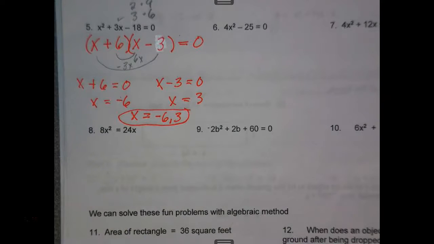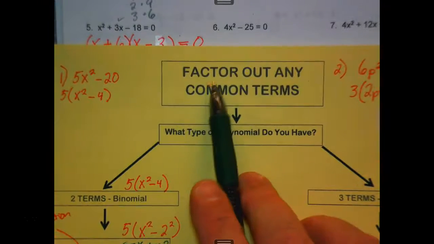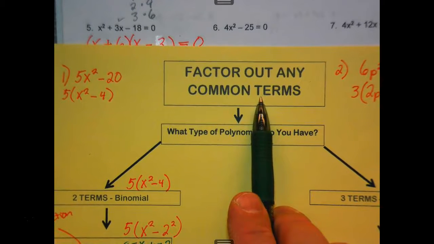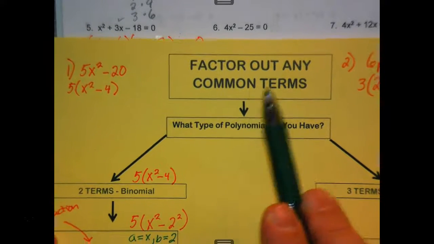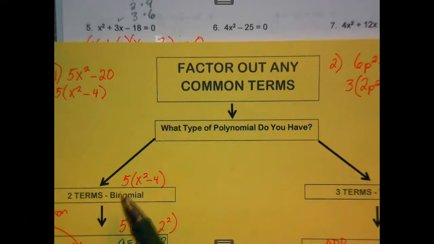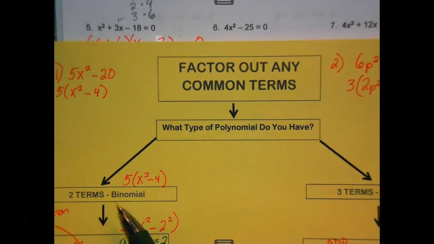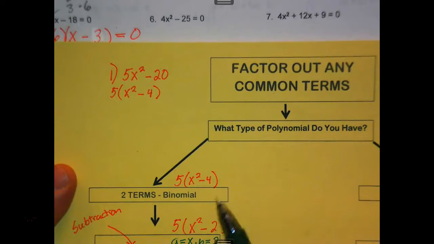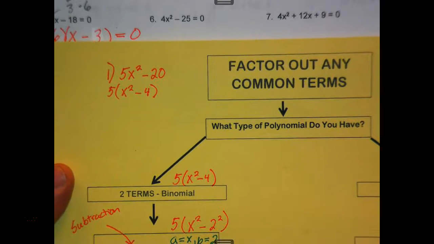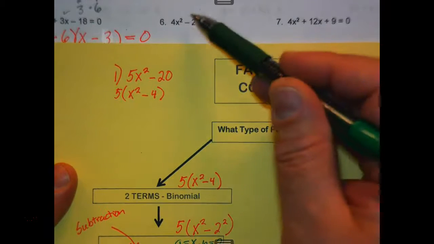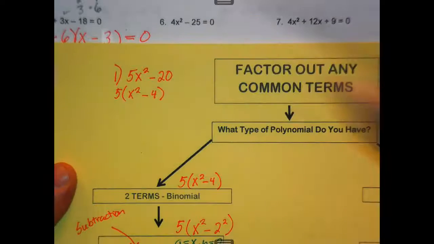Okay, number 6. Can I factor out any common terms? No. Okay, what type of polynomial do I have? Do I have a 2-term? Yes, I do. Okay, 2 terms. Is it a difference of squares? Well, difference means subtraction, so I have subtraction.